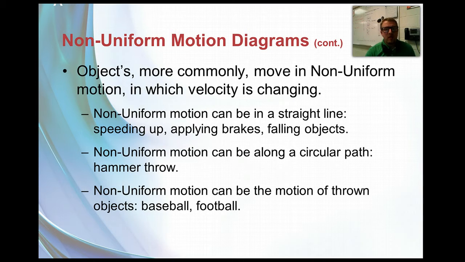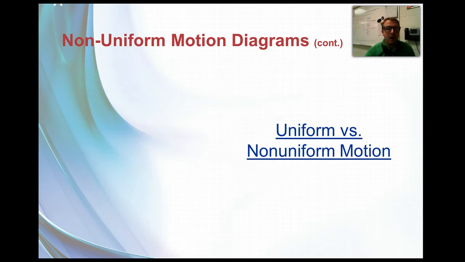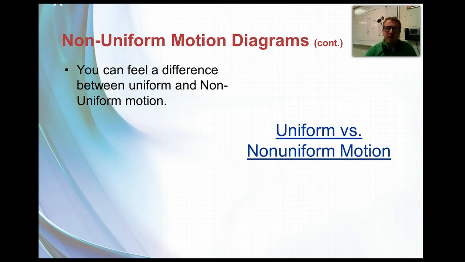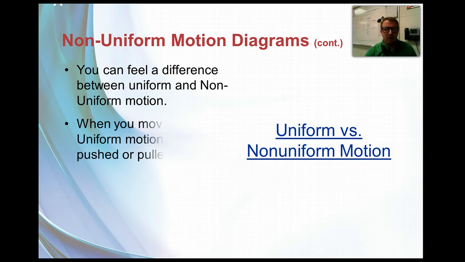Okay, so some examples of non-uniform motion, as can be seen here, would be speeding up, applying the brakes, falling objects. If you've ever seen the hammer throw or the discus, or even a merry-go-round that's speeding up, that would be along a circular path. And non-uniform motion that would be thrown or projectile might be like a baseball or a football, Hail Mary kind of thing.